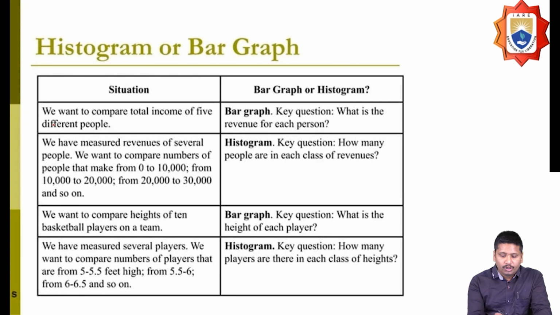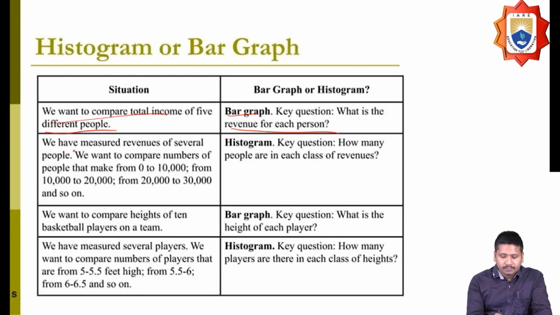Suppose I want to compare the total income of 5 different people. At that time I have to go for the bar graph. What is the revenue of each person? How can I represent this? I have to go for the bar chart, the bar graph only.